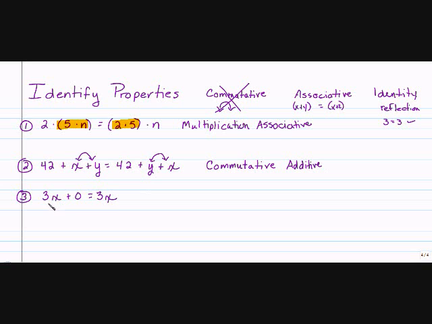Okay. Here, in number 3, I have 3x plus 0 gives me 3x. Notice anytime I add something to 0, I'm going to get the reflection, or whatever it is. 3x equals 3x, which is the identity property.